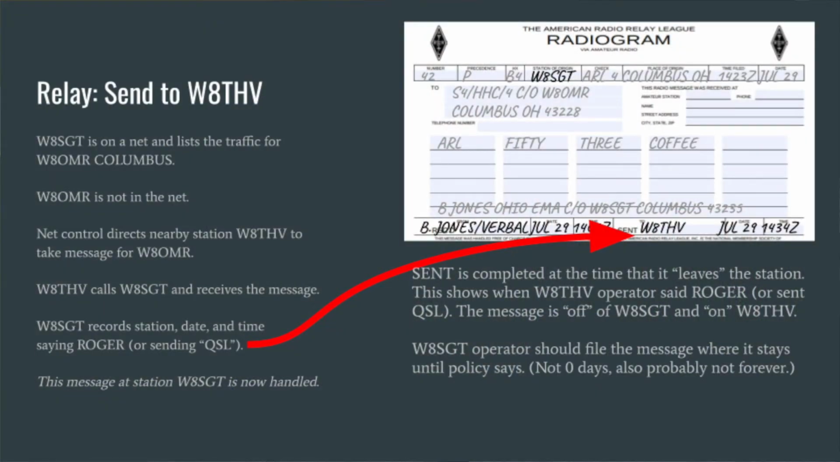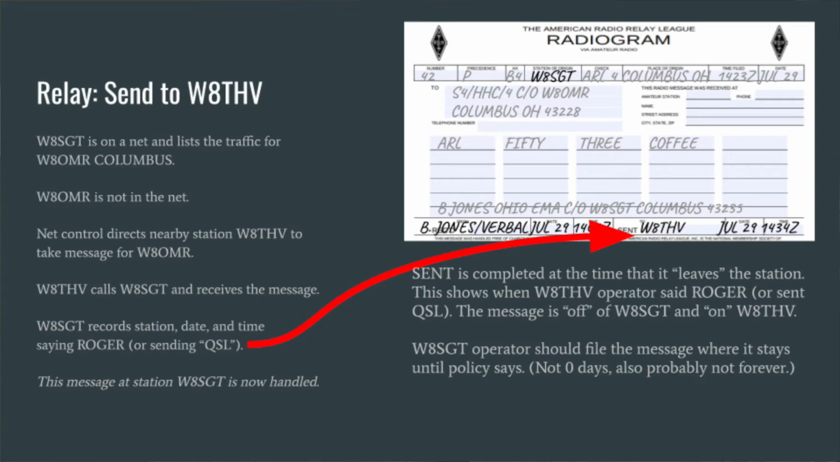In a message handling net, it is common for the receiving station, ultimately the destination, not to be on the same net. This is not a problem. The traffic relay system is designed for the purpose of being able to address this situation. W8OMR is not in the net, so net control will direct another station, perhaps one that is closer to W8OMR or one that is on a net that W8OMR frequents, and have that station pick up the traffic and go to that other net to hand off to W8OMR. That is, in fact, what happens in this example.